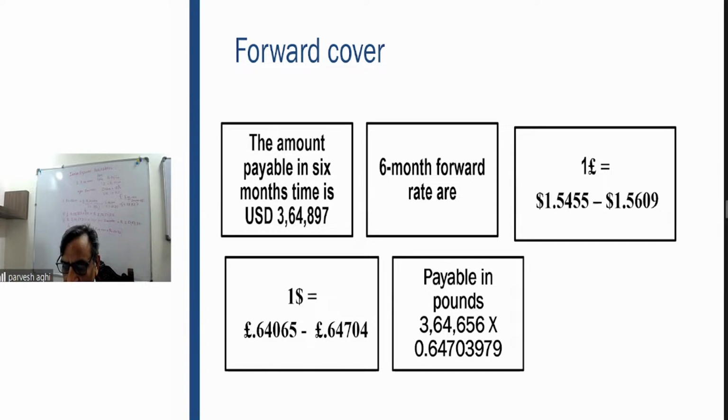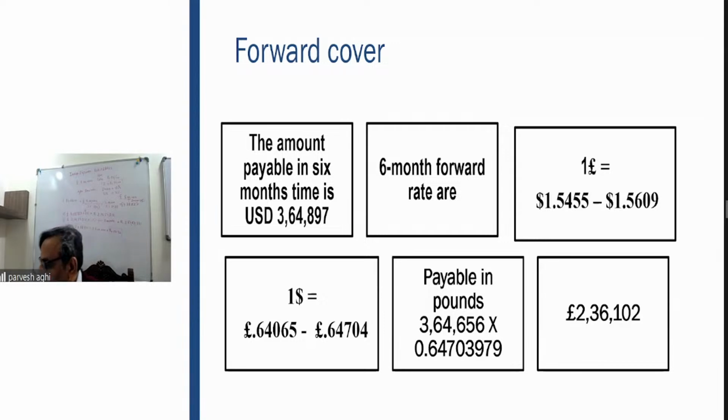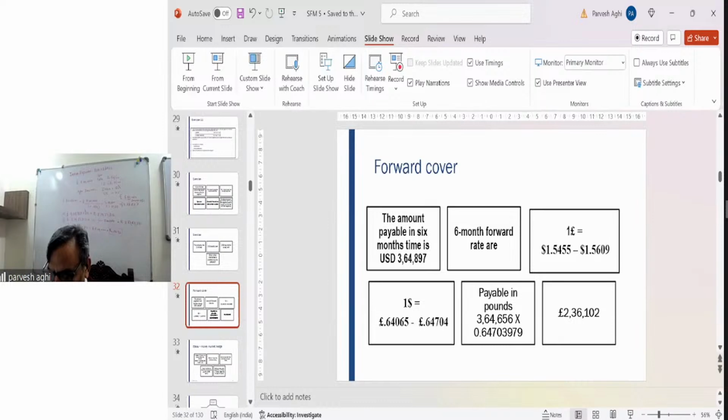So 3,64,000 into 0.64704 gives us about £236,000. This is the outflow in terms of pounds if you use a forward cover. Let me stand up and do this question on the blackboard so that you can follow it better.